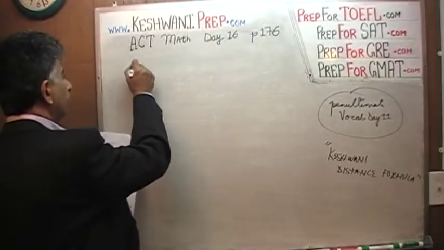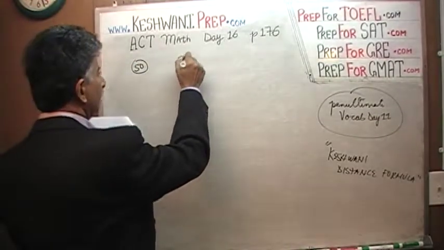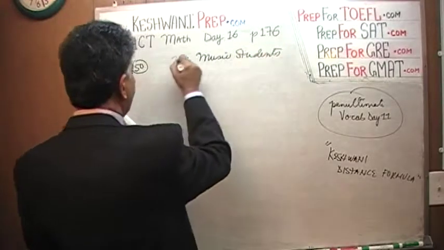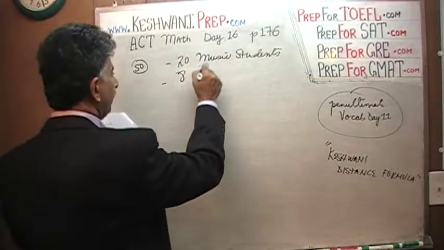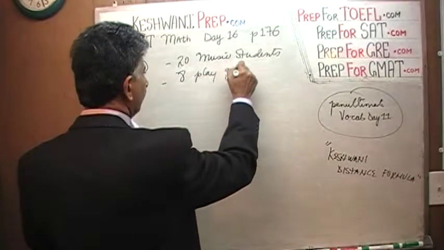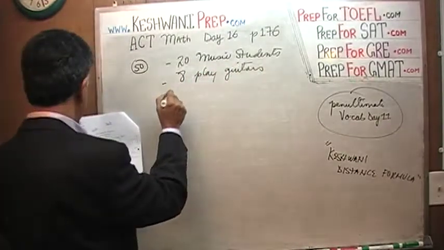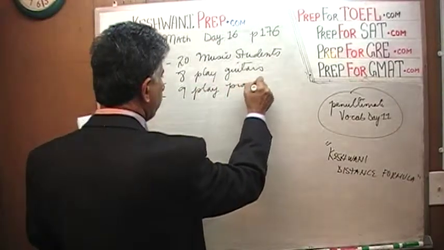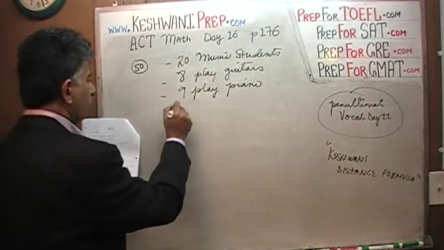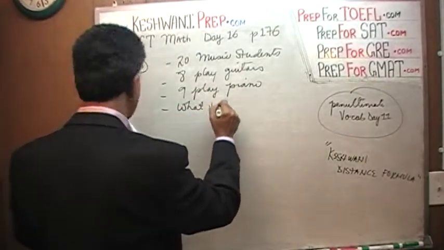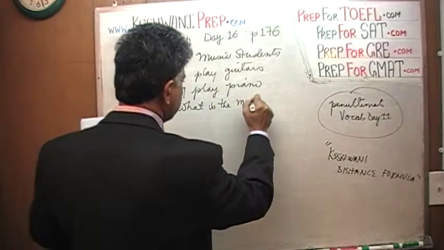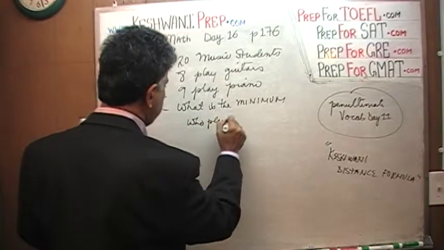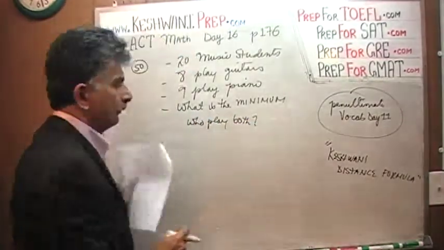In problem number 50, we are told that we have 20 music students. We are told that 8 of them play guitars. We are further told that 9 of them play piano. And the question simply is, what is the minimum who play both?